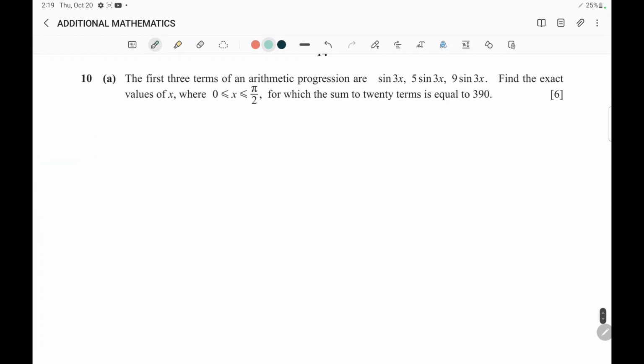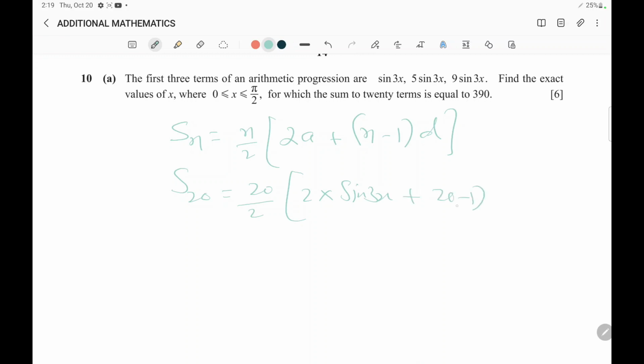Okay, question number 10. The first 3 terms of an arithmetic progression are given. Find the exact values of x for which the sum to 20 terms. Okay guys, so S_n is n over 2 times (2a + (n minus 1) times d), right? So the sum to 20 terms: S_20 equals 20 over 2 times (2 times the first term, which is sin 3x, plus (20 minus 1) times d). Guys, what's the difference? 5 sin 3x and sin 3x, that is 2 sin 3x, right?